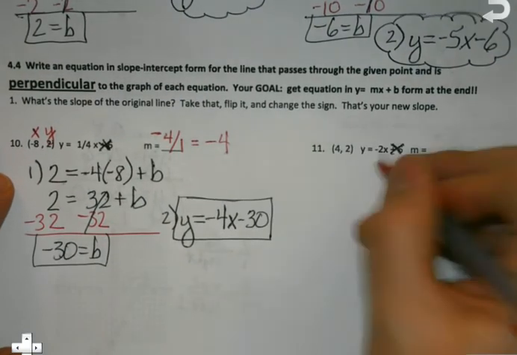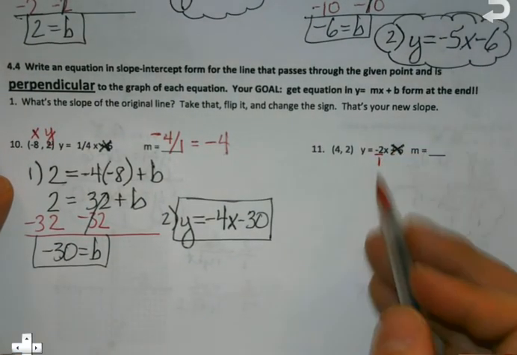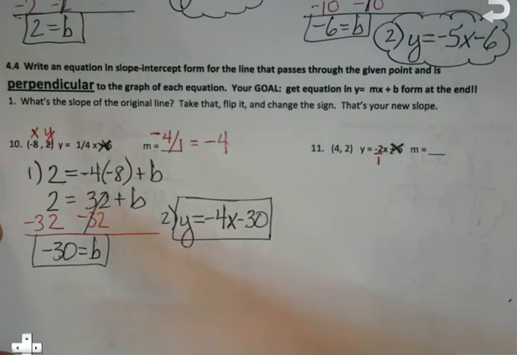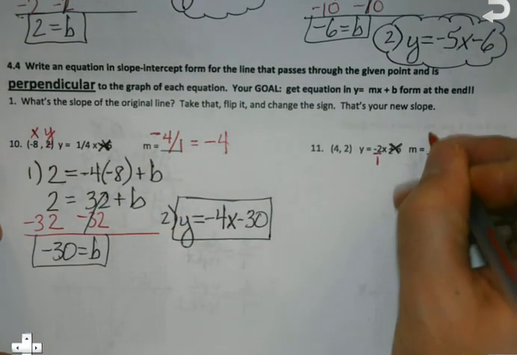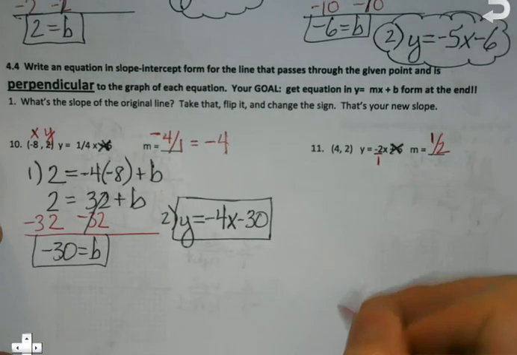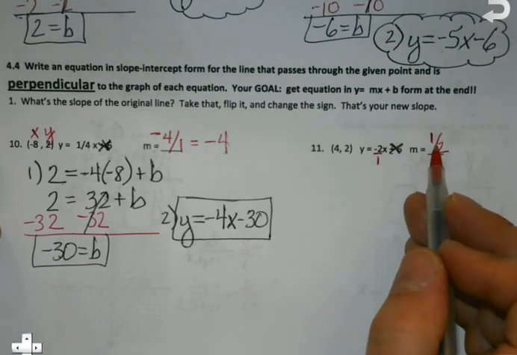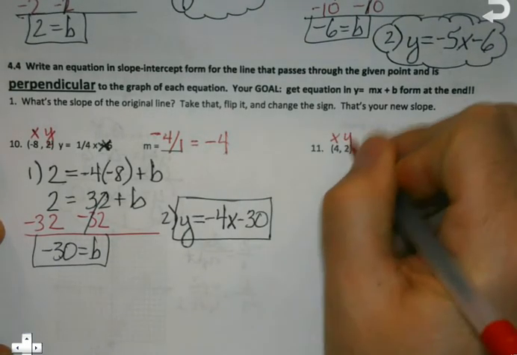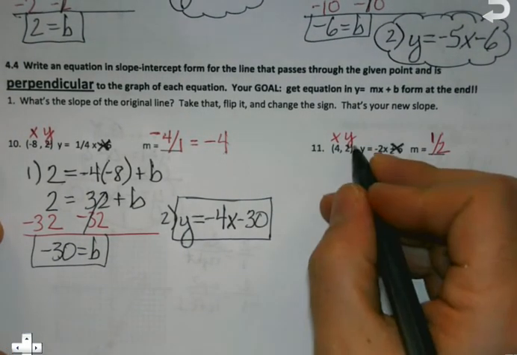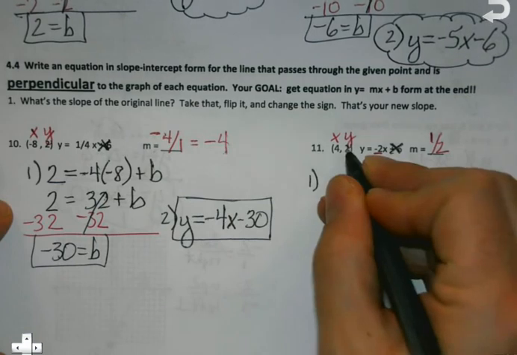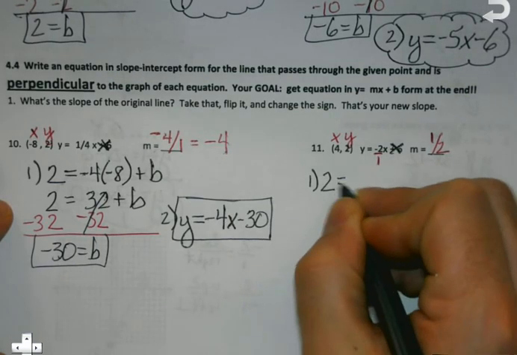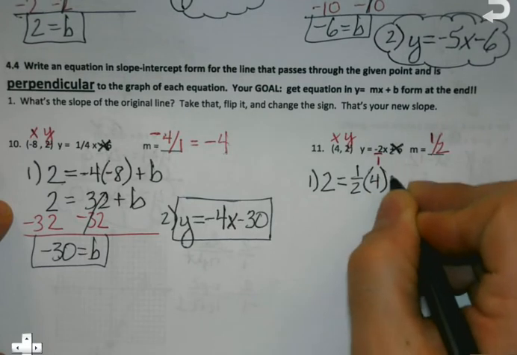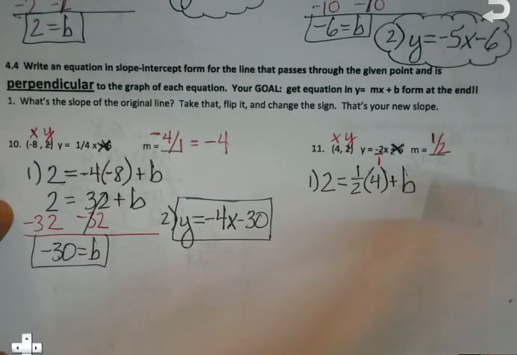Where's that slope? So here, I see my initial slope in front of x is negative 2 over 1, but I want perpendicular. So yep, I need to flip the fraction, which would be 1 over 2. And since it was negative, it becomes positive. So 1 over 2 is my slope. So let's plug away here. Y equals mx plus c.